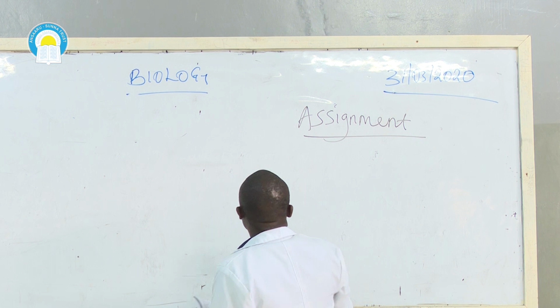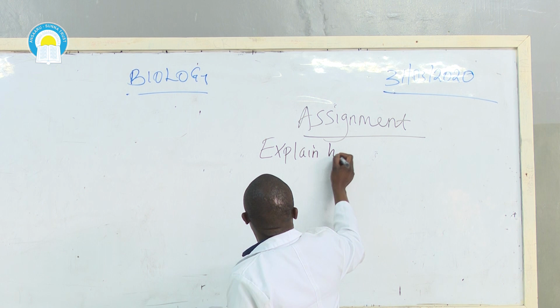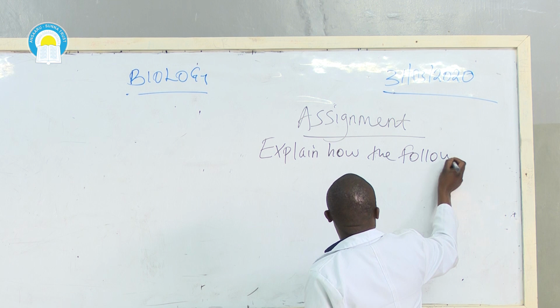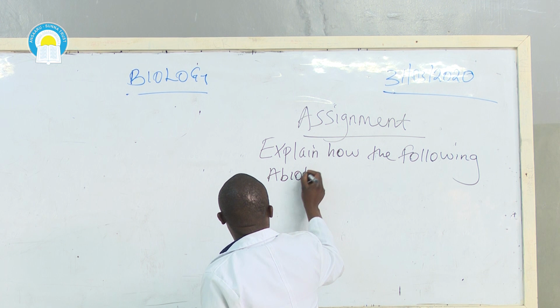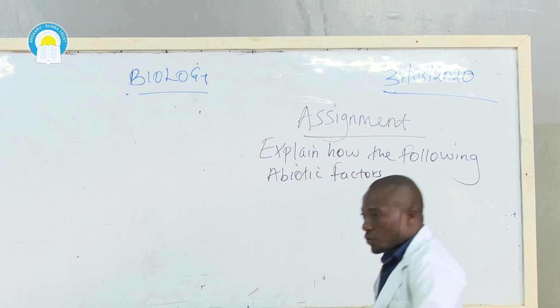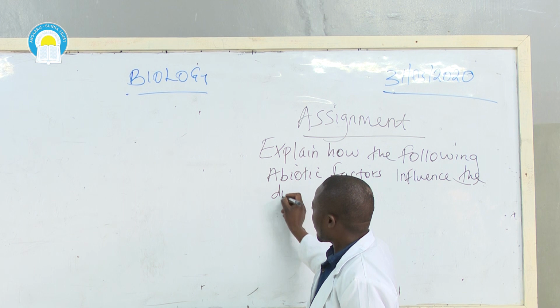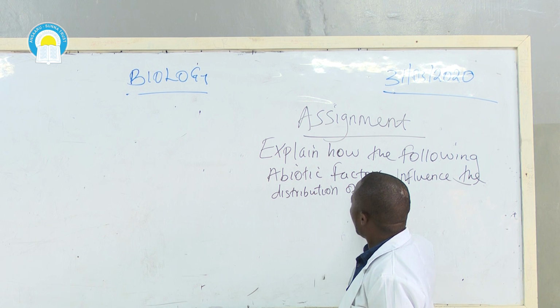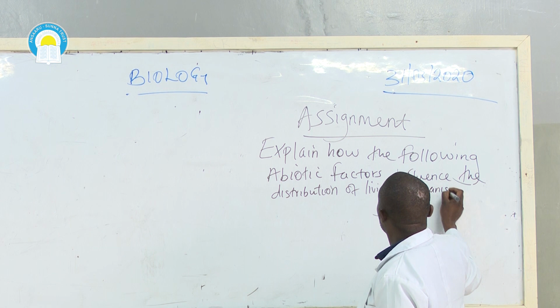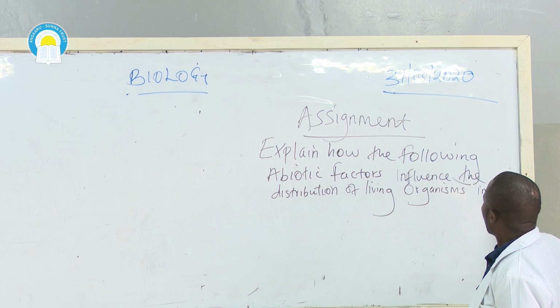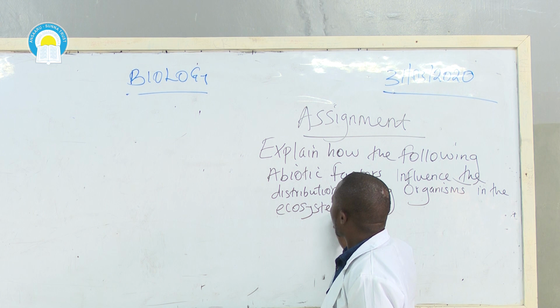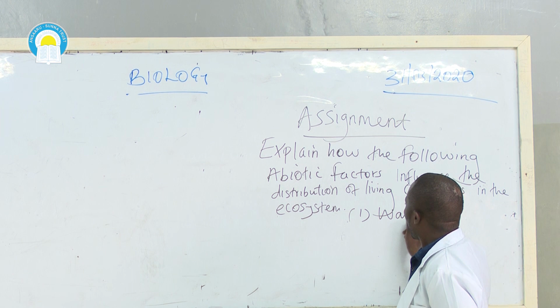Explain how the following abiotic factors influence the distribution of living organisms in the ecosystem. This is an assignment you do on your own. One is water or rainfall.